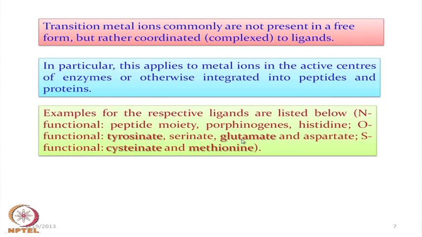There are some groups available which can function as very good ligands, such as nitrogen bearing, that means the peptide, the porphyrins, the histidines. Then oxygen bearing are tyrosines, the serine molecule itself, and the glutamic and aspartate. Then sulfur function from cysteine and methionine. So, we can have all these possibilities, and we can have from biogenic ligands nitrogen, oxygen and sulfur donors from these ligands.